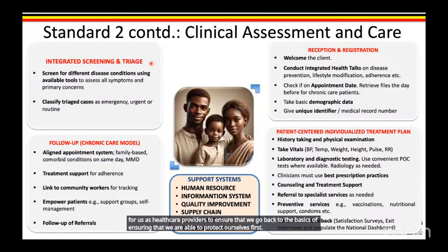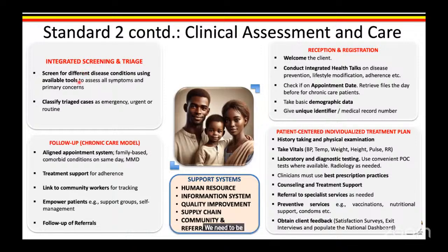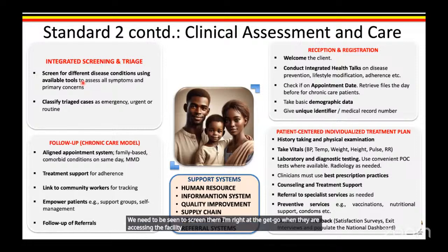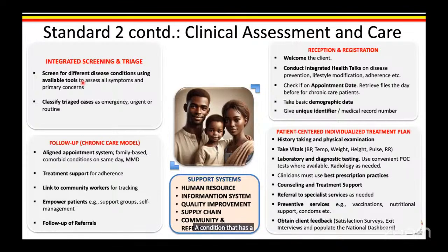And the only way we can achieve that is by establishing screening points within our healthcare facilities. So when a patient accesses us, we need to screen them right at the get-go when they are accessing the facility. This is primarily for us to know what exactly we are dealing with. If it's a patient presenting with a condition that has the potential for a public health emergency or an outbreak of sorts, then we need to separate that person and define a different flow for them.